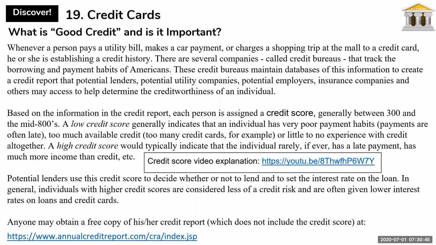These credit bureaus maintain databases of this information to create a credit report that potential lenders, potential utility companies, potential employers, insurance companies, and others may access to help determine the creditworthiness of an individual. So this is how you establish credit, and the credit bureaus are checking how you handle your expenses. Now, based on the information in the credit report, each person is assigned a credit score.